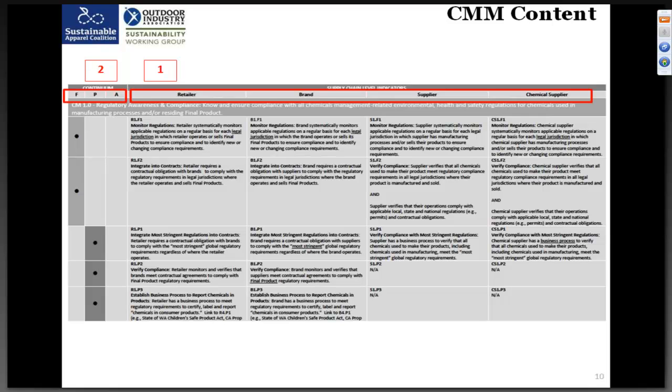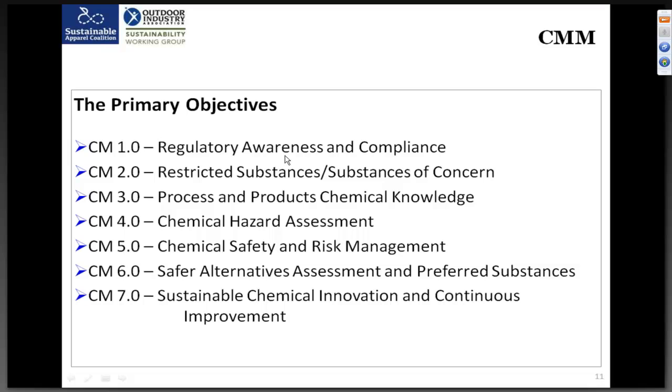The other thing to realize is that these indicators are progressive, meaning that more than likely, if you are a brand and you have completed B.1.2, more than likely the ones above it you've already accomplished as well. Not always, but that's typically the case.